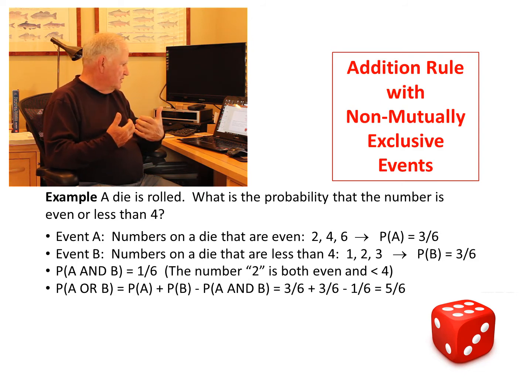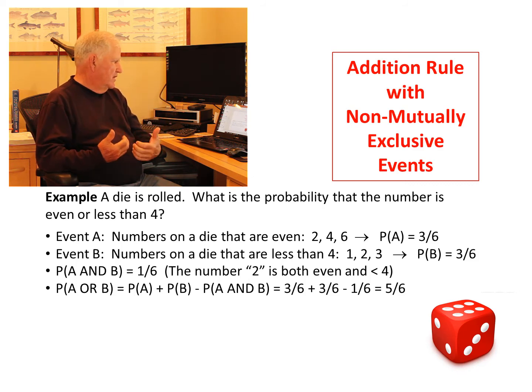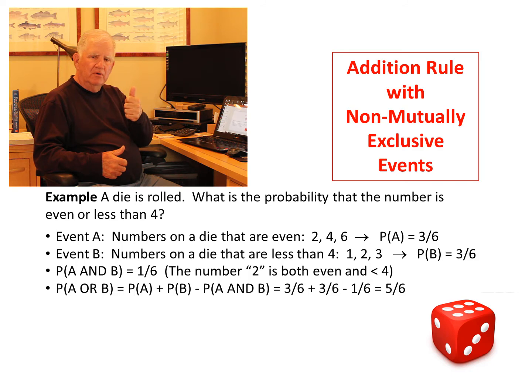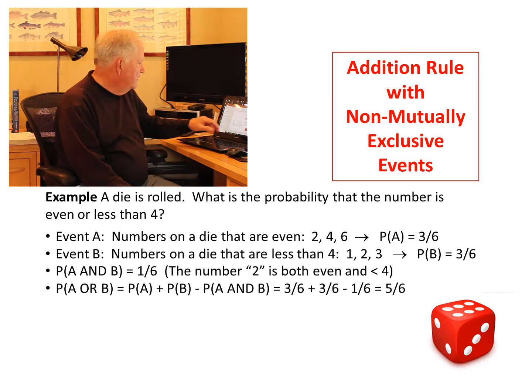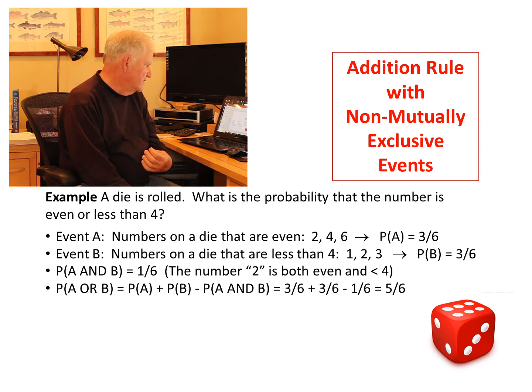If I look at the probability of A and B, there is actually one number in that combination, it is 2, and there are 6 in the sample space. So the probability of A and B is 1/6. I have to subtract that off. So at the end, the probability of A or B is the sum of the 2 probabilities, 3/6 and 3/6, minus the correction, if you will, of 1/6, to give you 5/6.